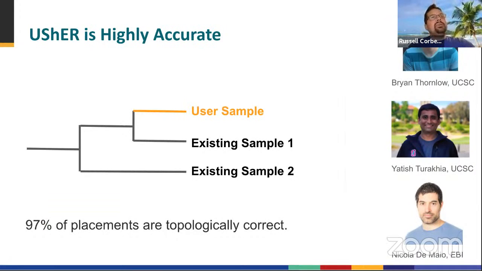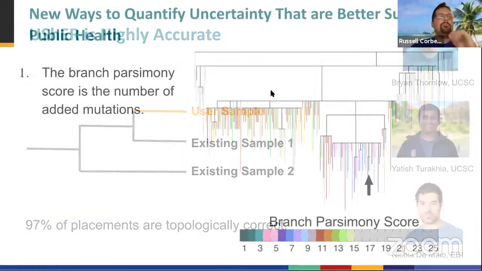So USHER is real good at what it does, in the sense that about 97% of our placements are topologically correct. That is to say, the new sample is adjacent to existing sample 1, or in other words, it has the exact correct placement where the sister lineage is exactly the one we would expect it to be. So it's topologically correct. When it's wrong, it's typically not far off. USHER sometimes places samples up here at this node, for example, 1 node away, things like that. But it's almost always in the right phylogenetic neighborhood of the tree. So cool.